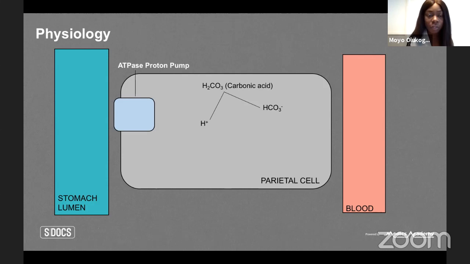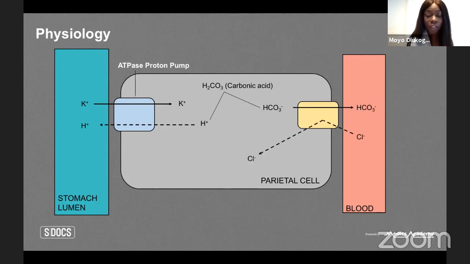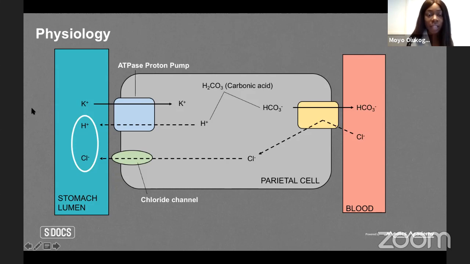The hydrogen ions are exchanged for potassium ions entering the lumen via this pump, while bicarbonate ions are exchanged for chloride ions entering the blood. As chloride ions come into the parietal cell, they travel through this chloride channel to enter the stomach lumen. So now we have hydrogen ions and chloride ions in our stomach lumen. As they associate together, we've got hydrochloric acid. And just to reiterate, this ATPase proton pump is a drug target for proton pump inhibitors.